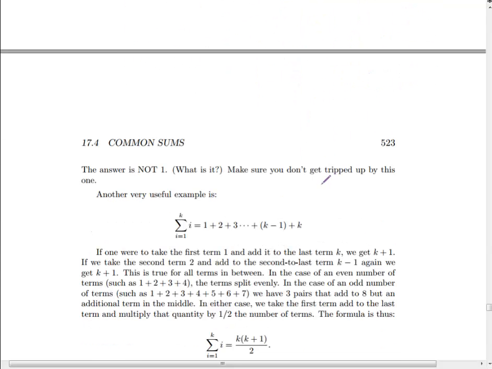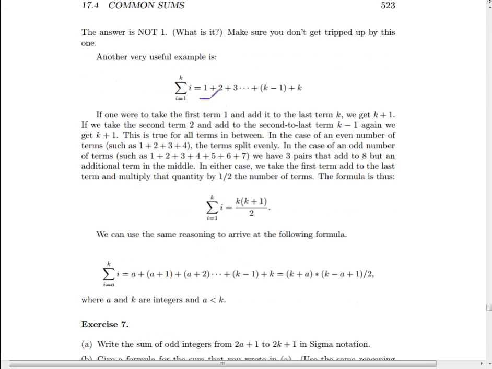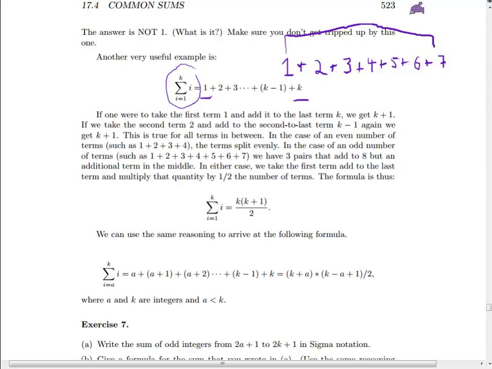Let's look at our next example. The sum of the integers from 1 up to k is denoted by this sum here. To show the technique of evaluating these sums, let me do 1 up to 7. If we group the first and last, we get 8. If we group the second with the second to last, we get 8. If we group the third with the third to last, we get 8. And then we have a 4 left over.